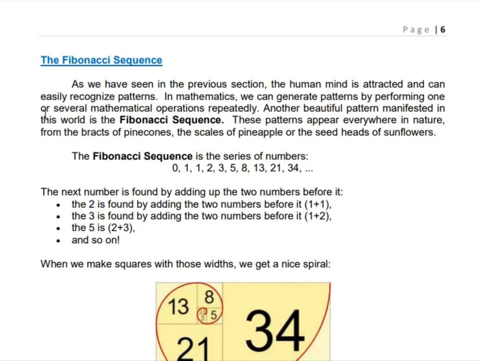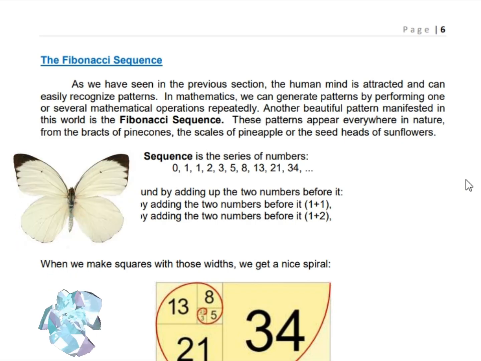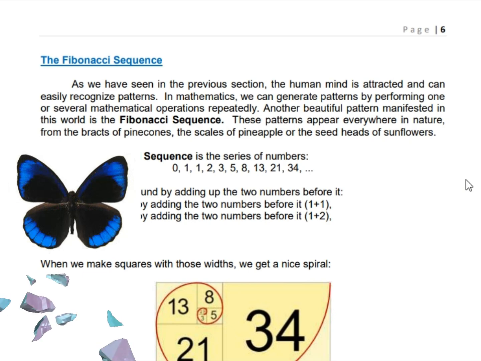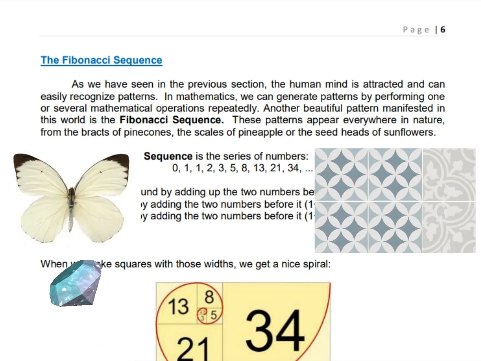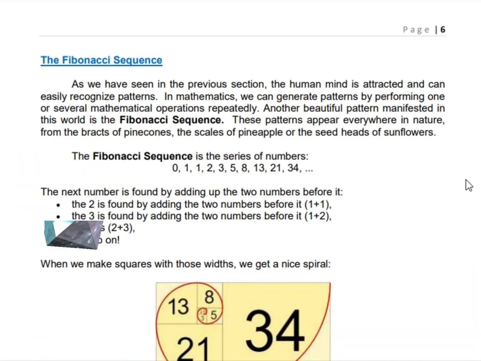Fibonacci sequence. As we have seen in the previous section, the human mind is attracted to and can easily recognize patterns. For example, patterns we see in nature include symmetry, cracks, fractures, tessellations, and many more. In mathematics, we can generate patterns by performing one or several mathematical operations repeatedly.